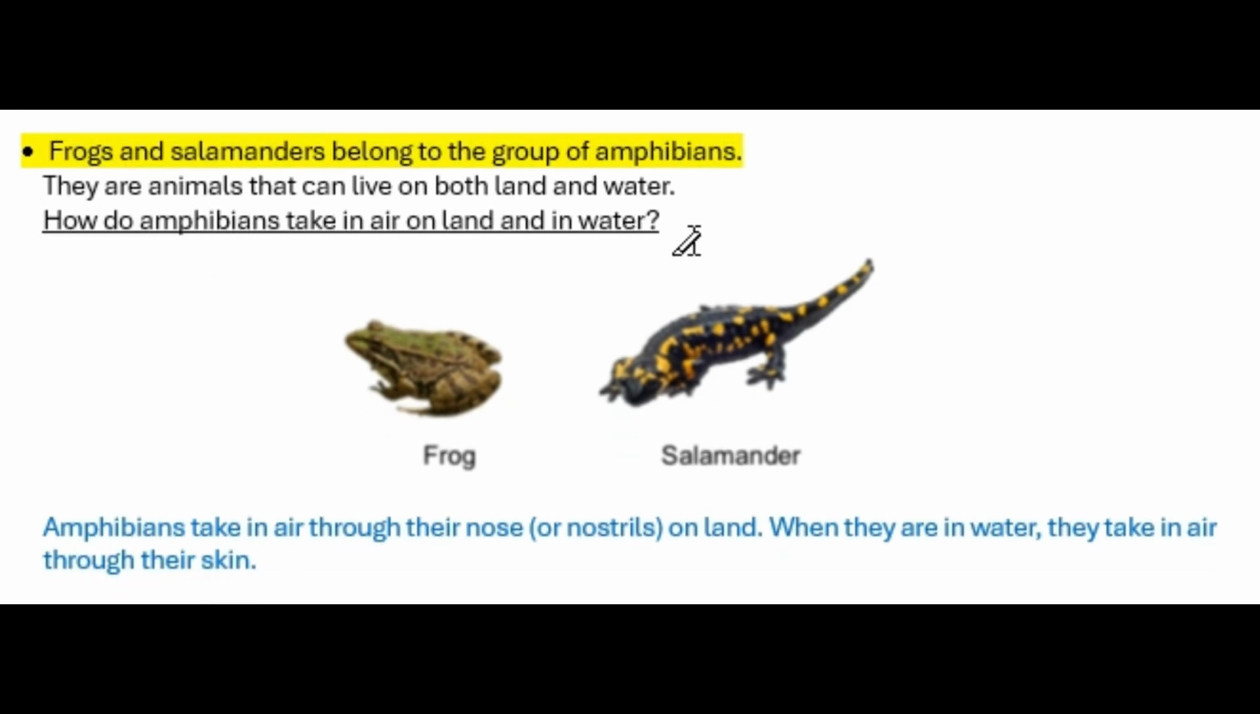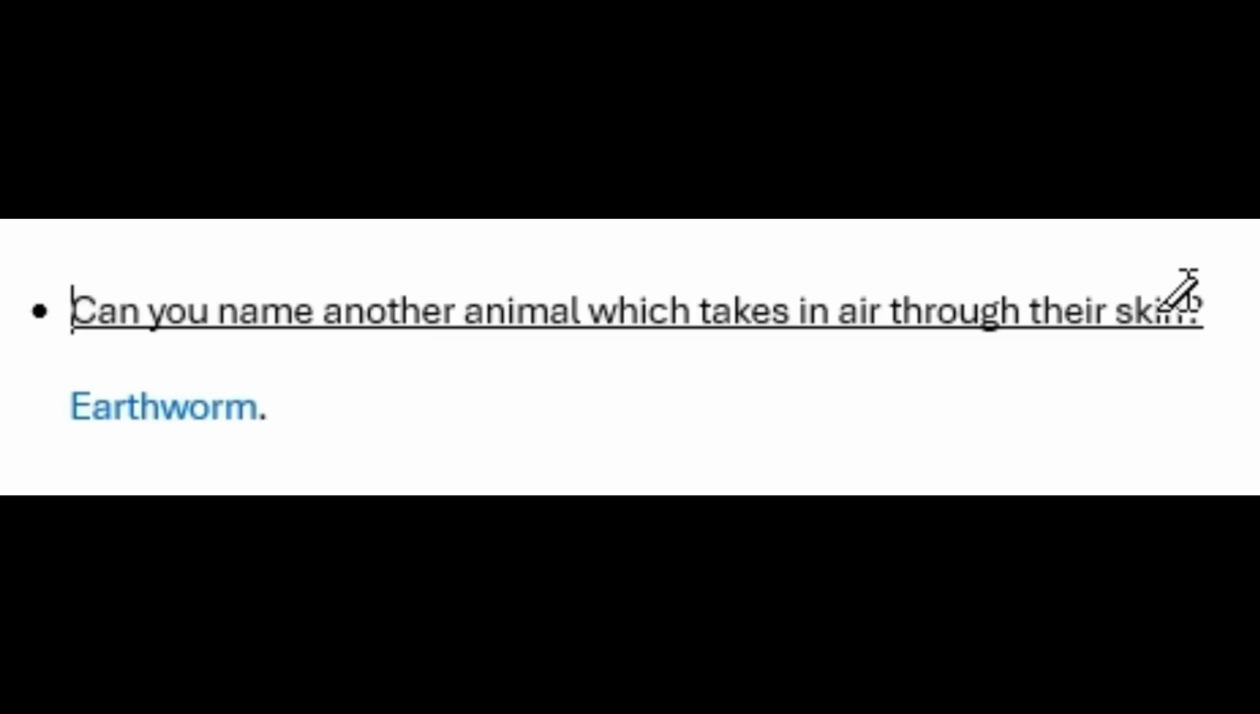Frogs and salamanders belong to the group of amphibians. They are animals that can live on both land and water. How do amphibians take in air on land and in water? Amphibians take in air through their nose or nostrils on land. When they are in water, they take in air through their skin. Can you name another animal which takes in air through their skin? Earthworm.